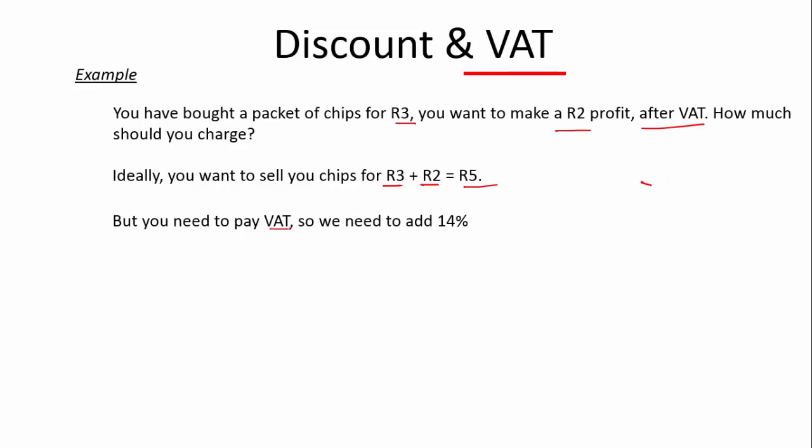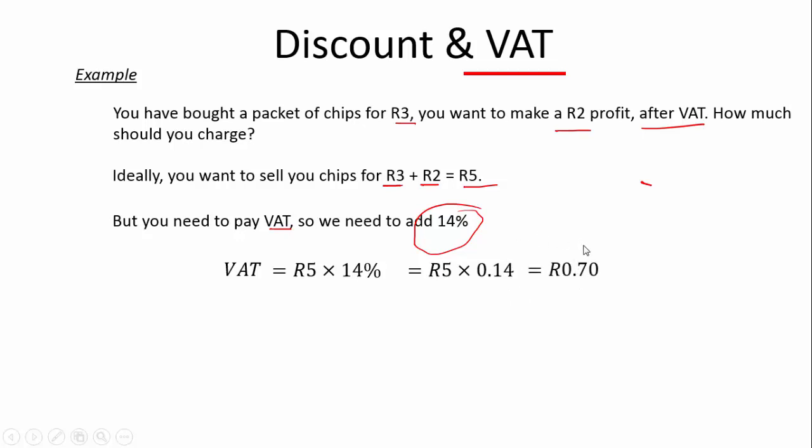You'll pay a VAT on that. So we need to add 14%, and it will always be 14% when you're dealing with problems regarding South African goods and services being sold in South Africa. So let's add that 14%. You want to make your customer pay that 14% so it doesn't dig into your profits. So VAT is 5 Rand times 14%, and that is 5 Rand times 0.14, which is equal to 0.7 Rand, or 70 cents. So the selling price including VAT is equal to the selling price before you add VAT plus your VAT. Does that make sense?